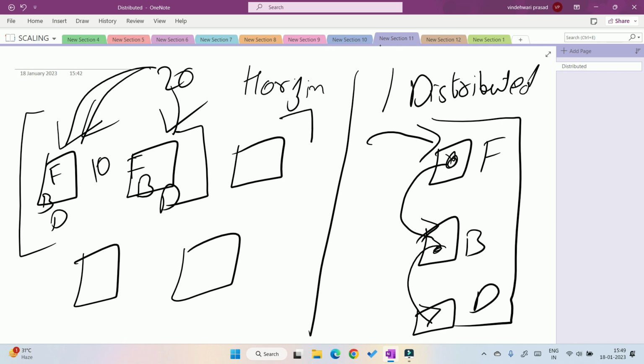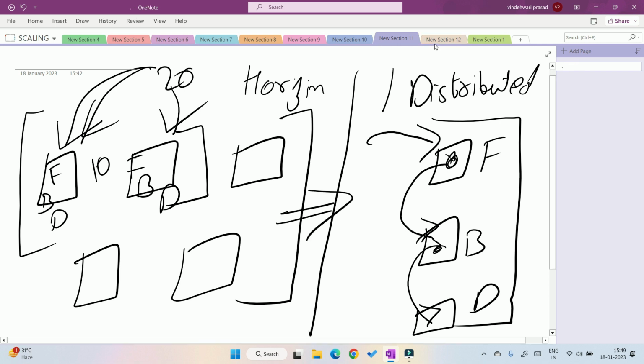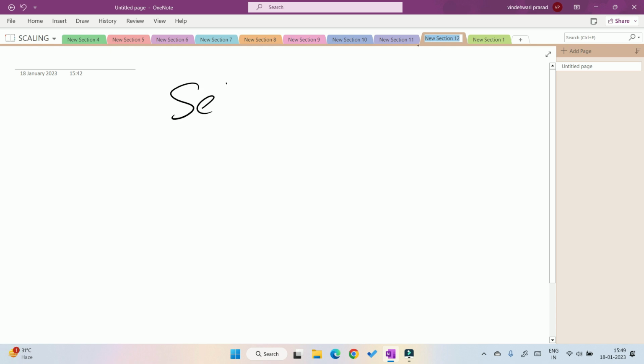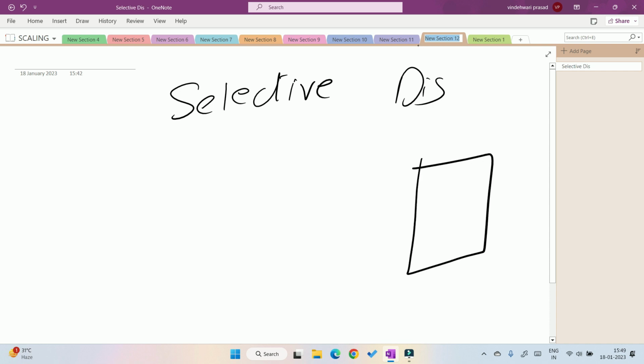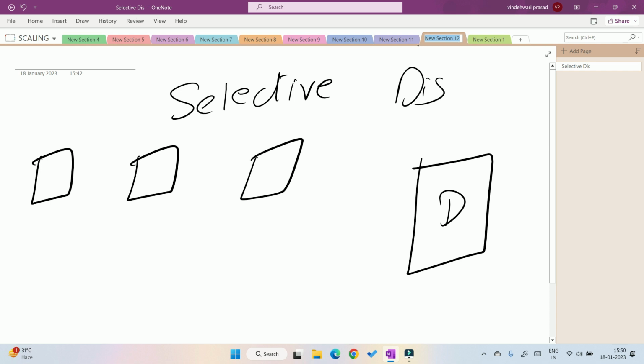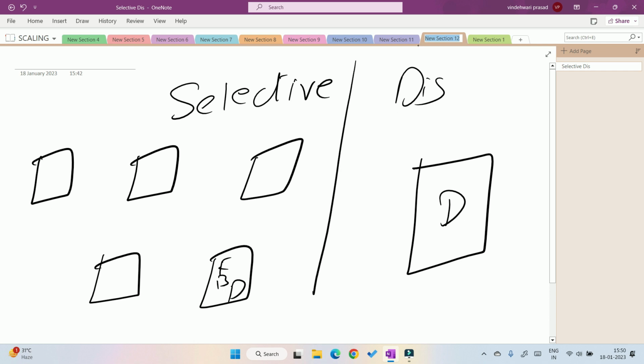But due to this type of scaling in monolithic, there is one limitation. What is that limitation? Selective scaling. You can't do selective scaling. In a distributed system, if you want to increase your database, you can increase your database machine size. But here you cannot do this, because if you want to increase the database, you have to increase everything: front end, back end and database. I hope you understand it. So selective scaling is not present in horizontal scaling.